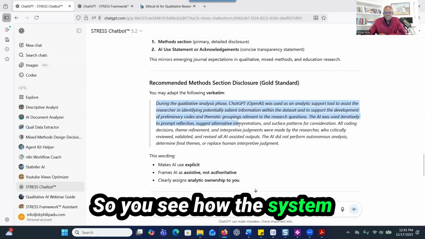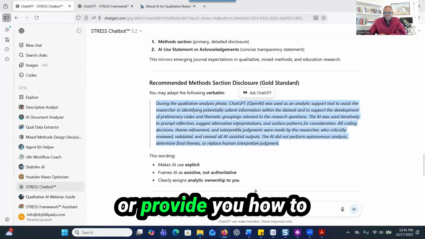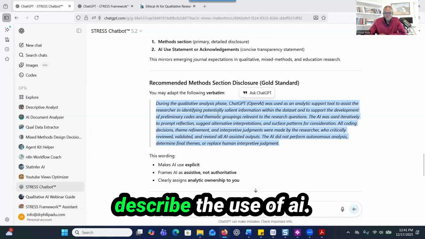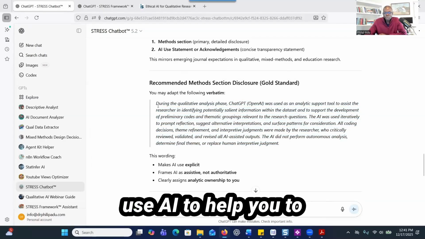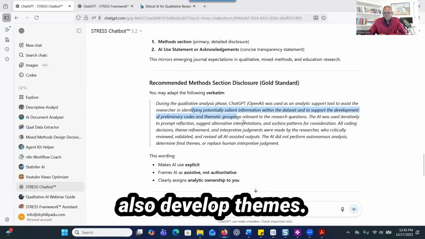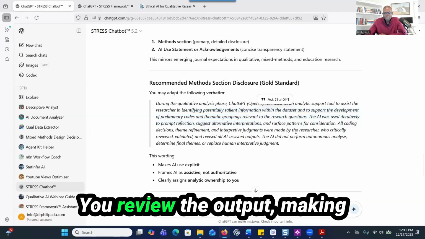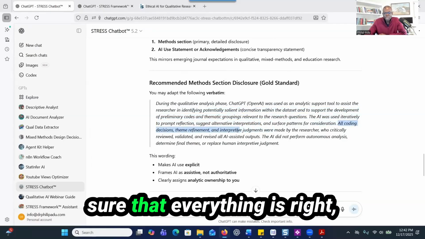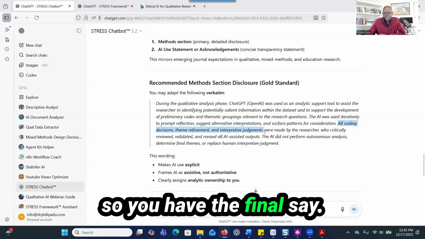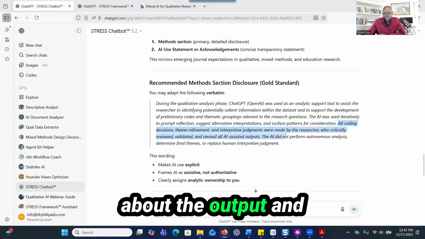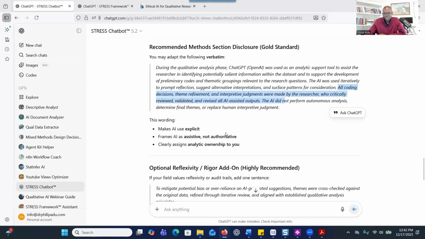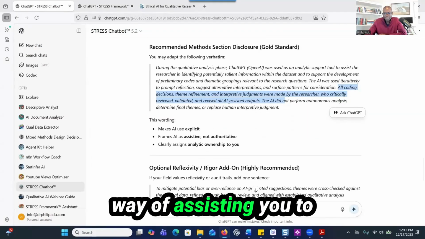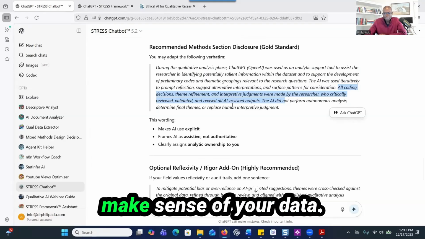So you see how the system has provided you a template for how to describe the use of AI. Technically it's telling you that you use AI to help you identify information that is significant and also develop themes. You review the output, making sure that everything is right. So you have the final say. You made the decision about the output and then you refine some of them if needed. So you use the AI as a way of assisting you to make sense of your data.